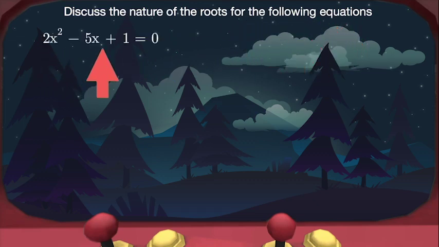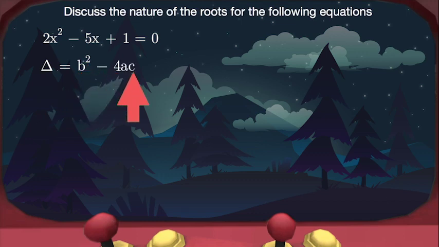Now here's the first equation that we are going to do today, and as you can see, this is a quadratic equation. Now the first step is to make sure that our quadratic equation is in the right order and that our terms are all on the one side. We are lucky, all our terms are here on the left side, so that step is already done. Then if we want to discuss the nature of the roots, we need to calculate the discriminant, which is delta, and delta is equal to b squared minus 4ac.